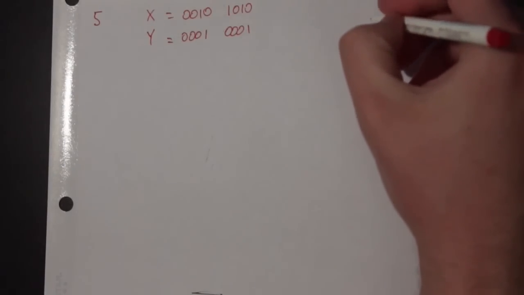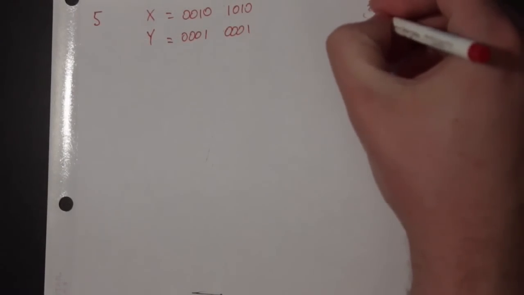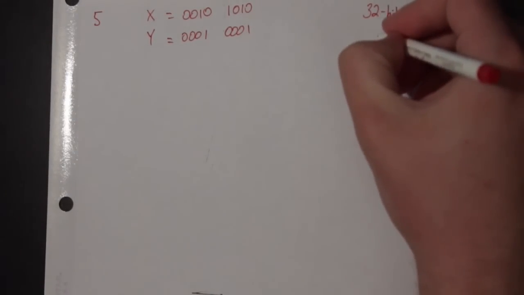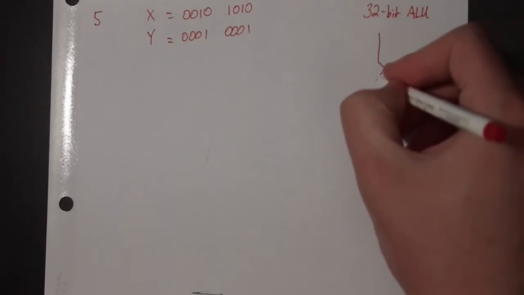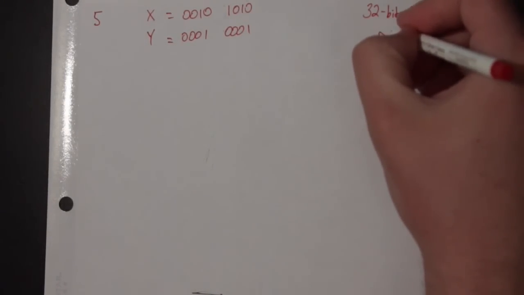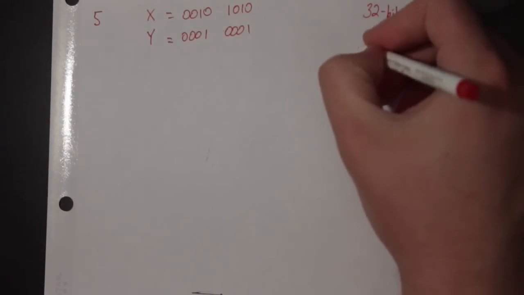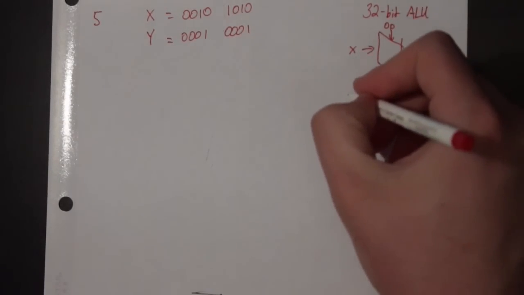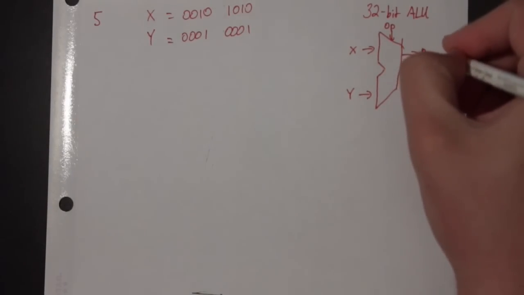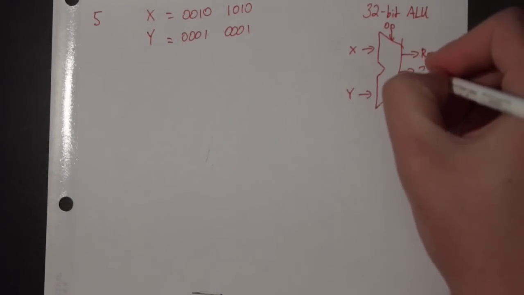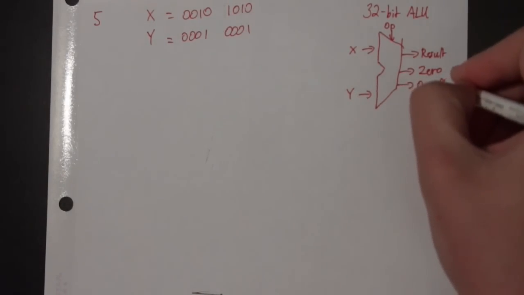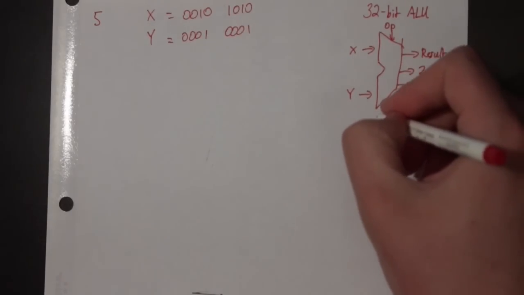So if we look at the inputs and outputs of a traditional ALU, which is going to be a 32-bit ALU, I'll draw the typical block diagram shape for an ALU. There's our op, and then we have x going in here, we have y going in here, we have result as one of our outputs, we have 0 as one of our outputs, and we have overflow, and then we have carry out.